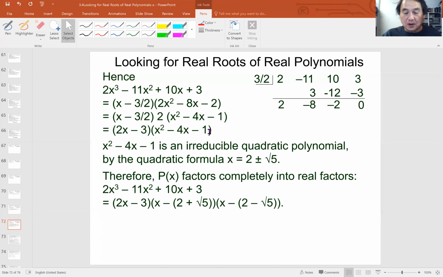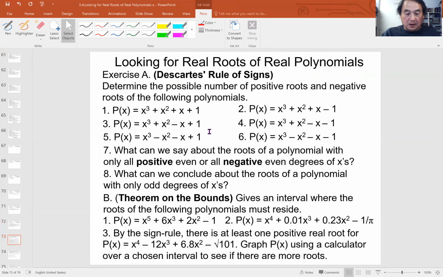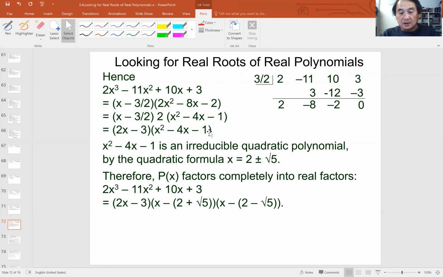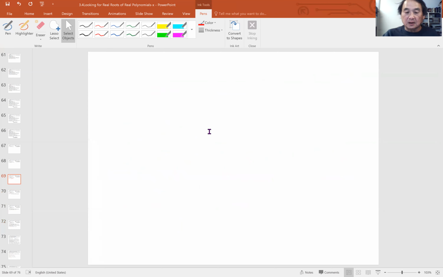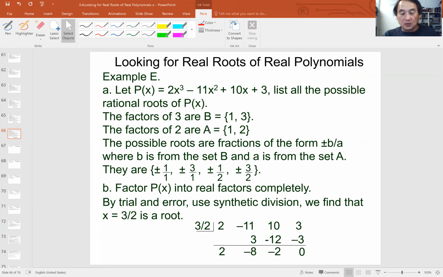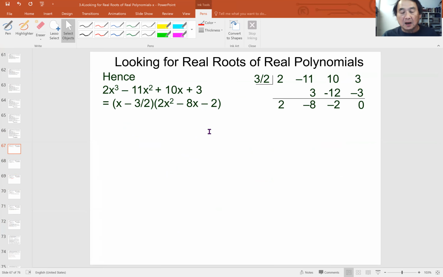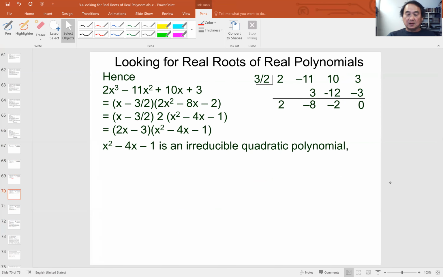So this is how we guess fractional answers, then check which one fits, and once we find out which one is a root, we factor it out to make it simpler. Then we look for the roots of the simpler ones, and we keep doing this. Hopefully, we can factor the polynomial completely. Okay, so that's it.